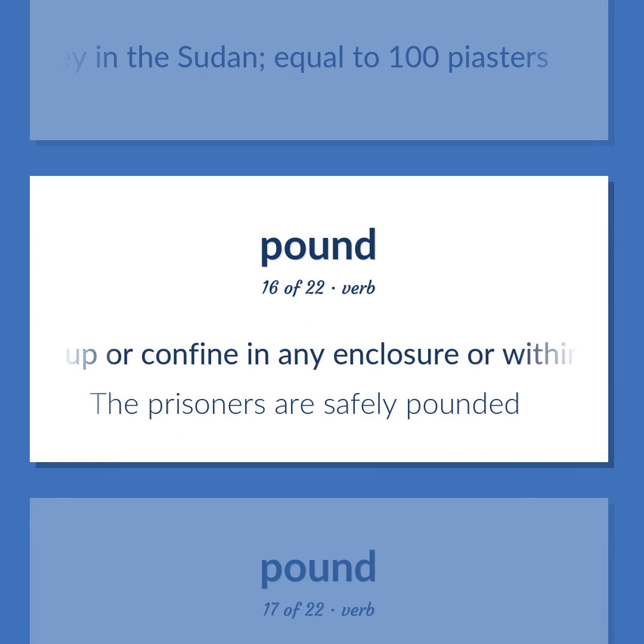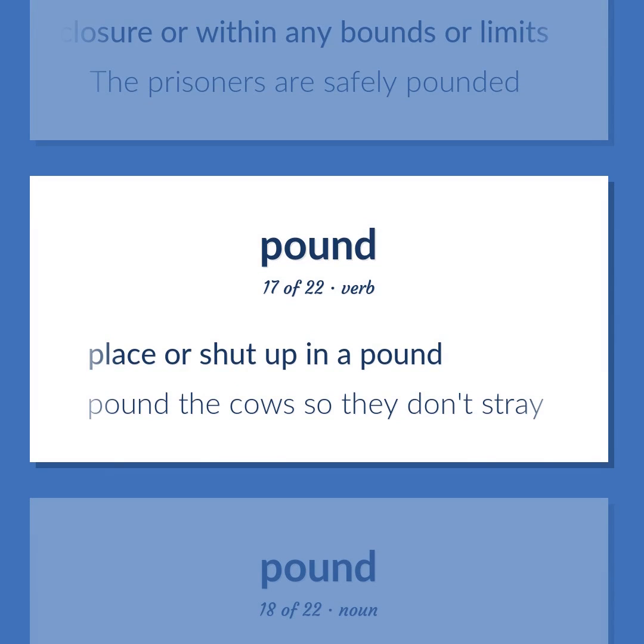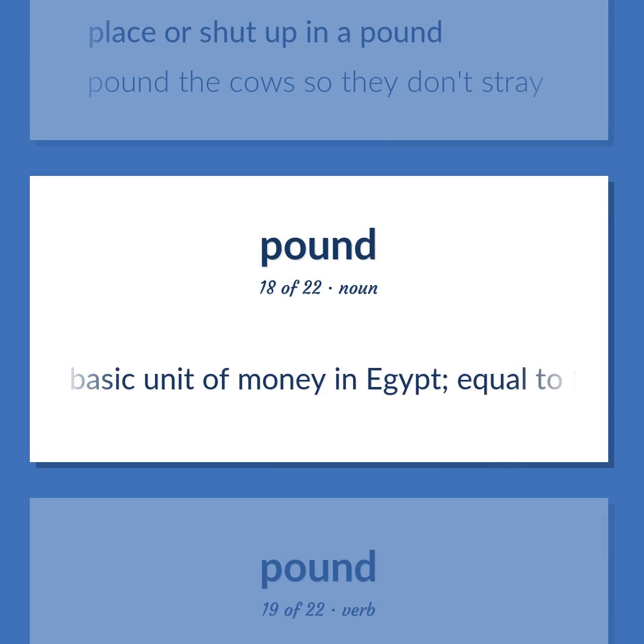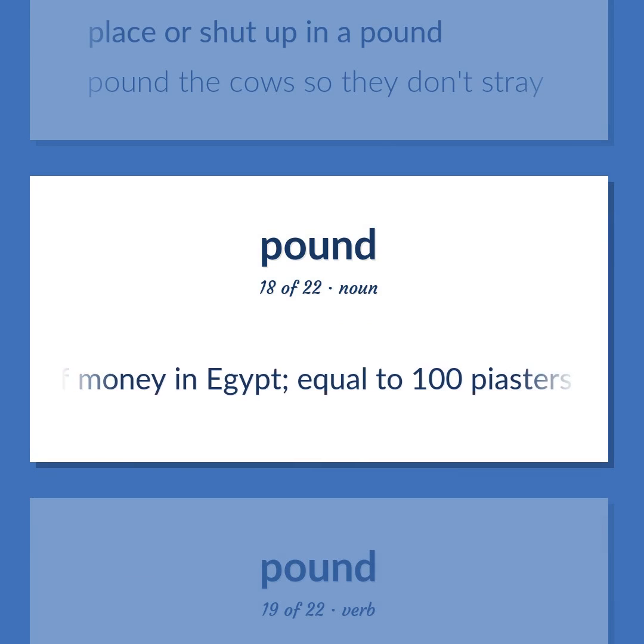Shut up or confine in any enclosure or within any bounds or limits. The prisoners are safely pounded. Place or shut up in a pound. Pound the cows so they don't stray. The basic unit of money in Egypt, equal to 100 piastres.